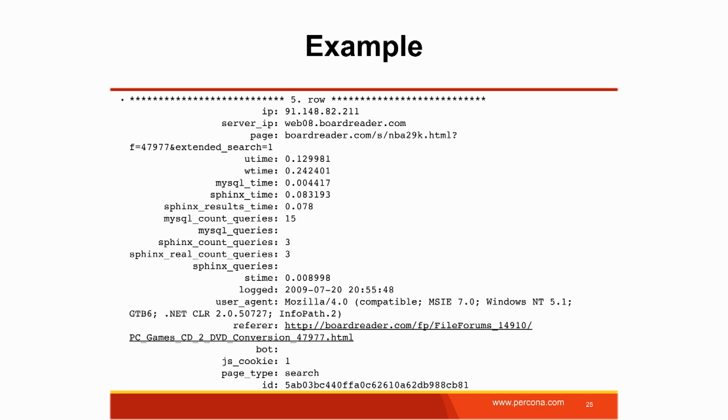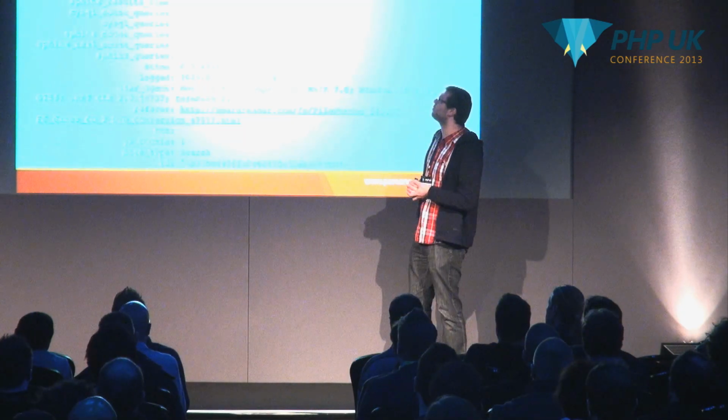Sphinx time, so Sphinx is a full text search engine, often used in collaboration with MySQL, is about 83 milliseconds. The total time it takes, so user time, is 129 milliseconds. So if we look at that, we can say, okay, Sphinx is taking up most time. So if you want to optimize it and make this page faster, we just need to optimize Sphinx, because optimizing MySQL will only gain you 4 milliseconds out of 129.